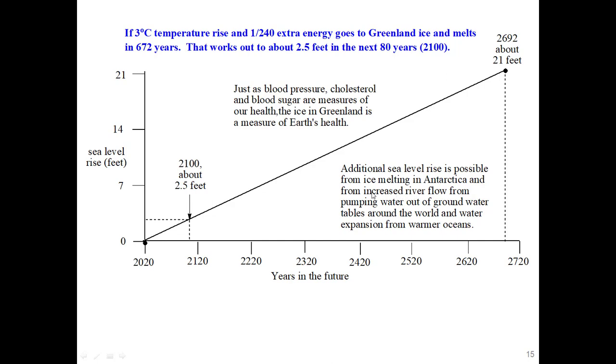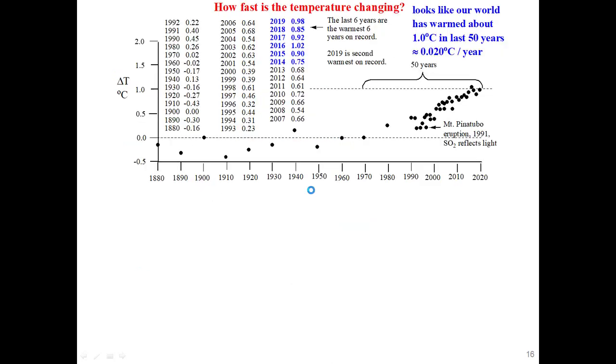Also, all around the world, people are pumping water out of the water tables, the historical water tables that have been there for centuries or thousands of years, millennia, and that water is flowing into rivers out to the ocean. That's also increasing the ocean. In addition, as the oceans get warmer, the water expands, so that also increases the sea level. We have a lot of things increasing the sea level, so this is just an example of a possibility.